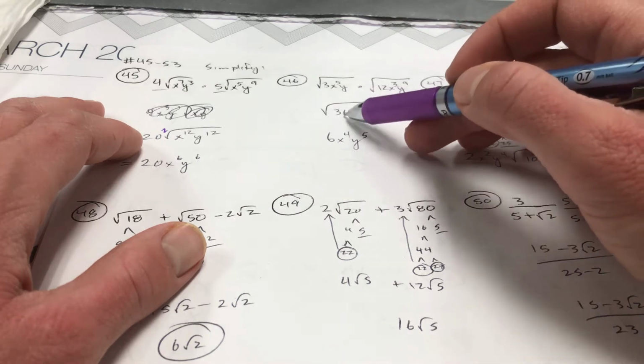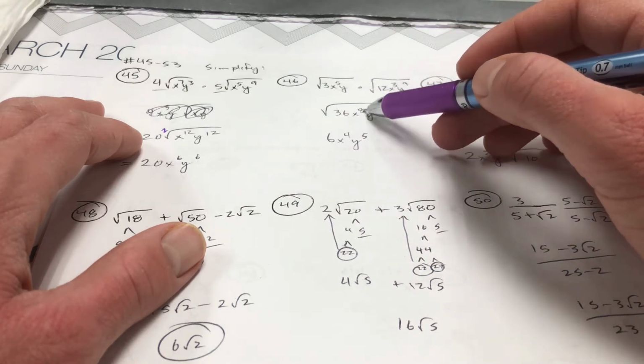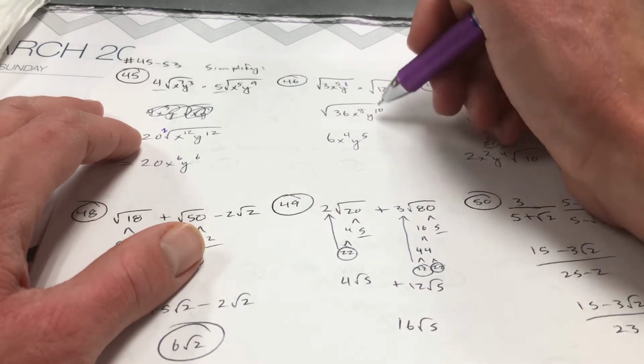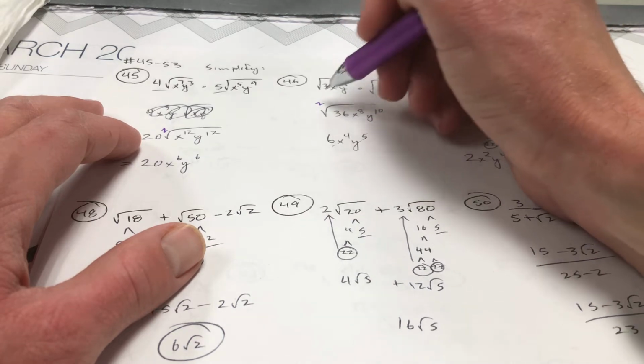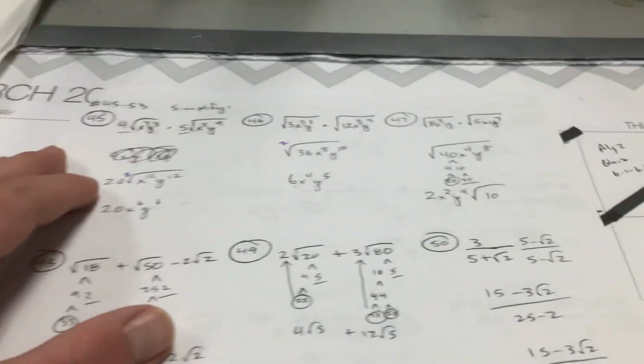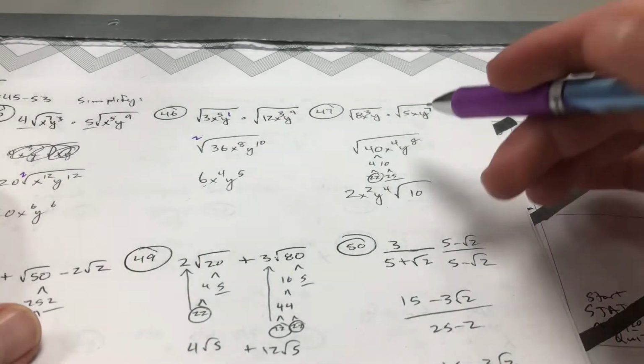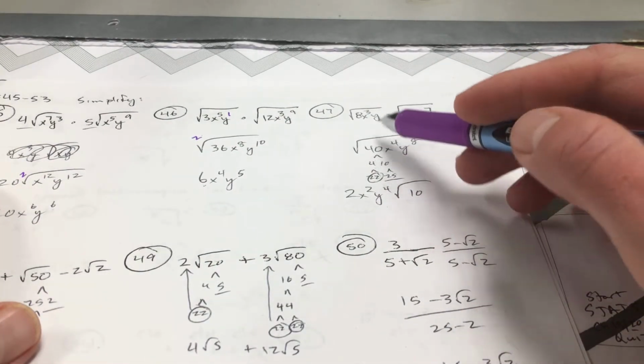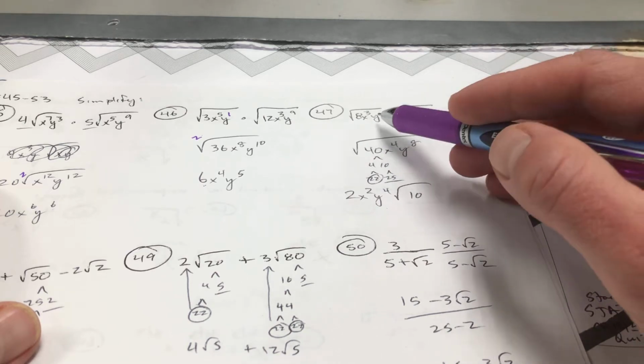3 times 12 is 36. X to the, add the exponents, 8th. Y to the 10th. Square root of 36 is 6. 2 goes into 8 4 times. 2 goes into 10 5 times. 8 times 5 gives you 40. Add the exponents for x.